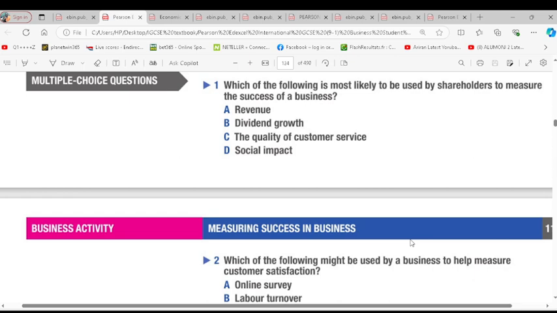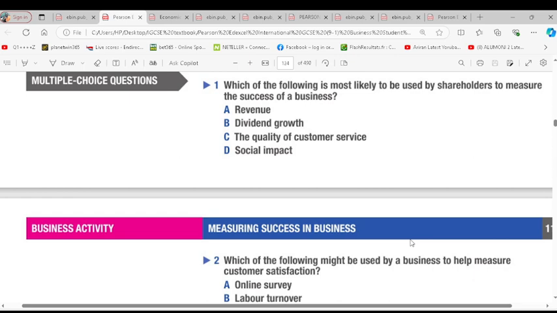Which of the following is most likely to be used by shareholders to measure the success of a business? We have revenue, dividend growth, the quality of customer service, and the social impact. Revenue is for the business or managers.